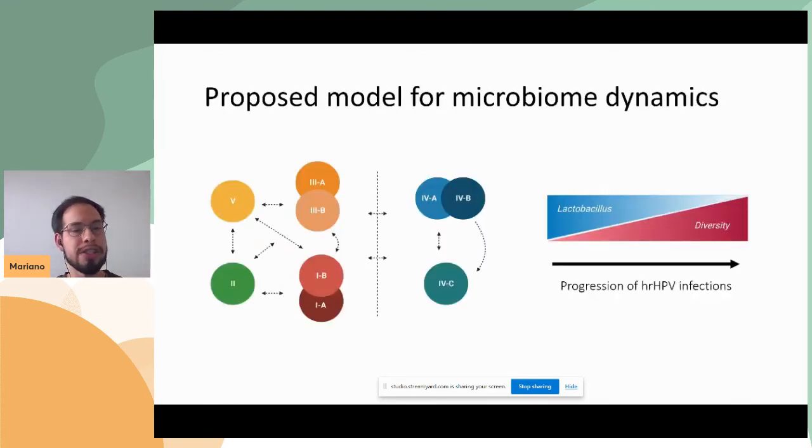For this study, we also proposed a model for microbiome dynamics. We believe that perhaps these CST subgroups represent intermediate states of communities in the microbiome, and also during disease. So during the progression of HPV infection, there is an increase in diversity in terms of CST IV and a depletion of Lactobacillus species.